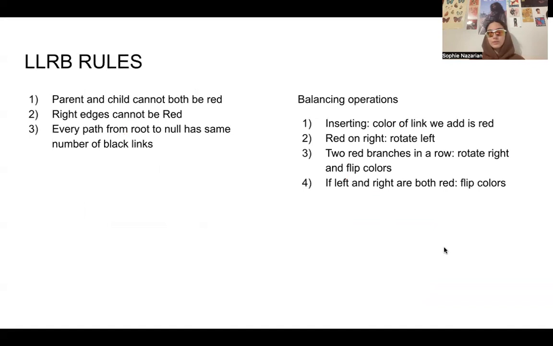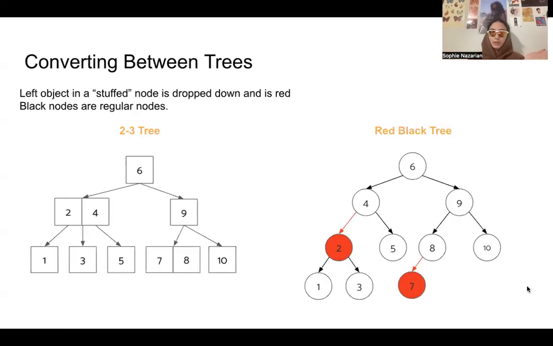So what are the rules that would be violated if an LLRB is not valid? The first rule is parents and children cannot both be red. This is where the conversion is really important. So if a child and parent are both red, let's say in this example, this arrow was also red. If we were to convert this tree to a 2-3 tree, that means the 7 and the 8 would both pop up to the 9, which signifies there are 3 objects in this one node. And that violates one of the 2-3 rules, because at most only 2 objects could be in a node. So that's why both parent and child cannot be red.